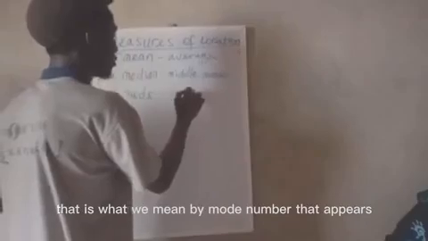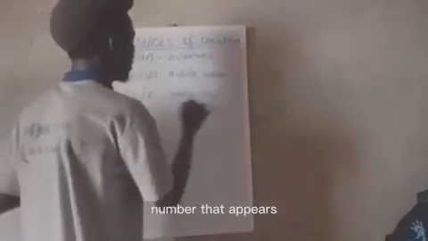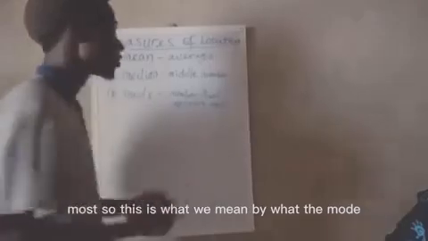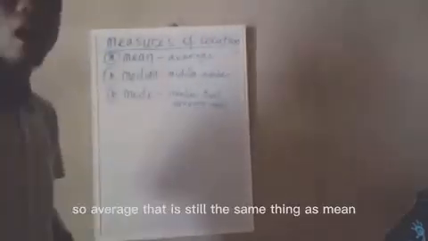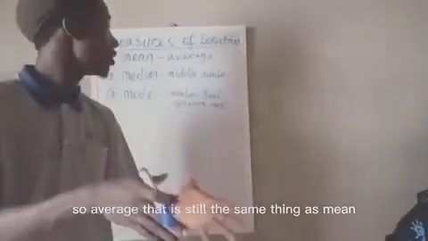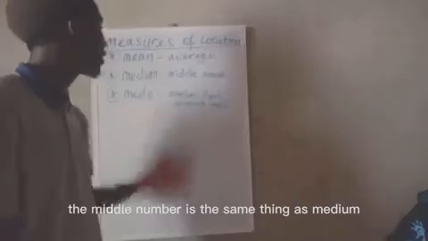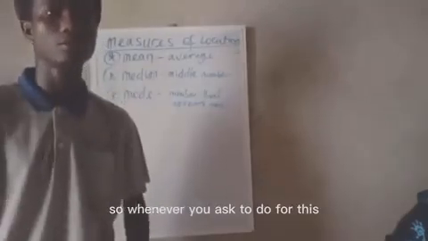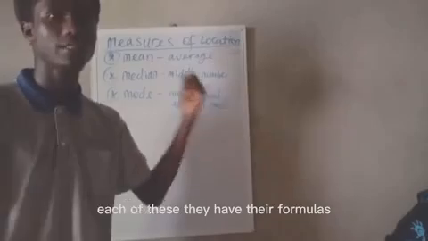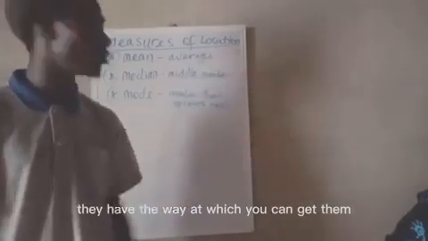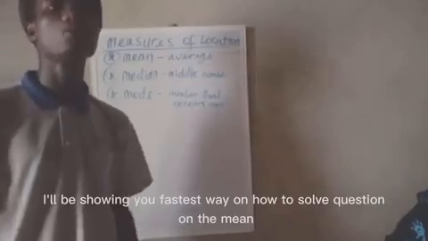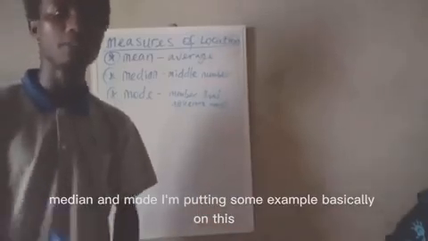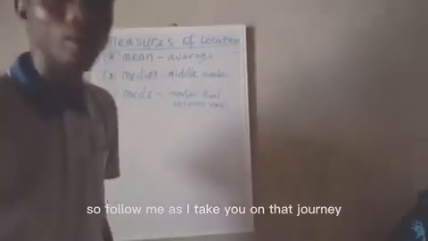The number that appears most. So this is what we mean by the mode. Average is the same thing as mean, the middle number is the same thing as median, and the mode is the number that appears most. Whenever you are asked to do each of these, they have their formulas, the way at which you can get them. So basically, I'll be showing you the fastest way to solve questions under mean, median, and mode. I'm putting some examples on this, so follow me as I take you on that journey.